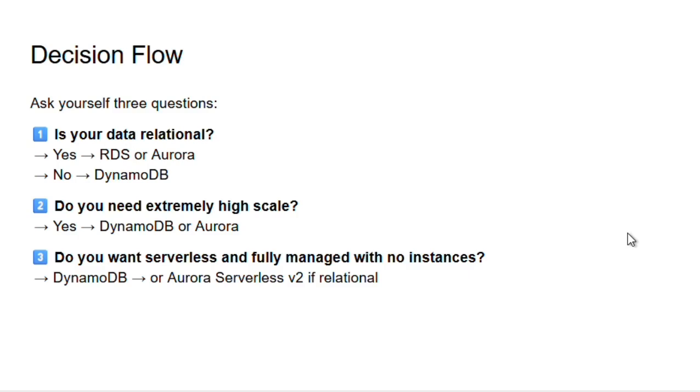Now, to help you decide quickly, here is a simple decision flow. Start with the question: is your data relational? If no, DynamoDB is your best choice. If yes, choose between RDS and Aurora. Next question: do you need high throughput or scalability? If your workload is heavy, Aurora is the best option.